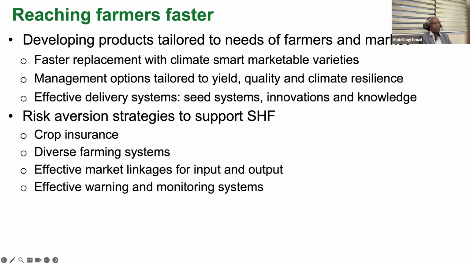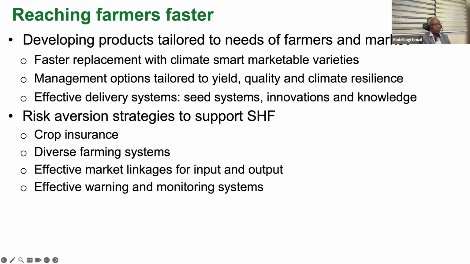The second important thing is also you have to support the farmers with sustaining their productivity and reducing the risk. So there are some risk aversion strategies that are being implemented in other countries, especially in Asia, including crop insurance. A diverse farming system is very helpful: in case one crop fails, the other one will work. And also effective market linkages for input and output.